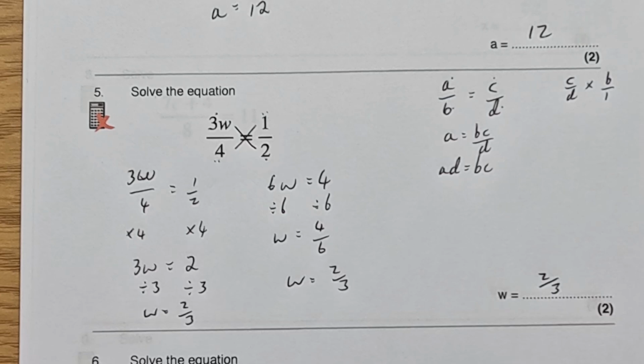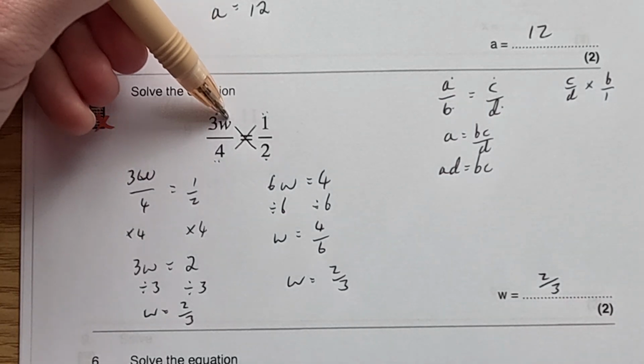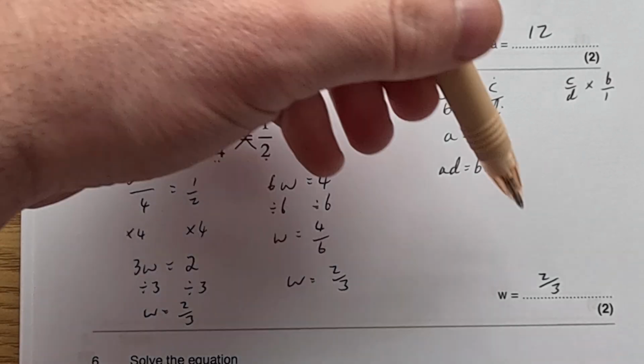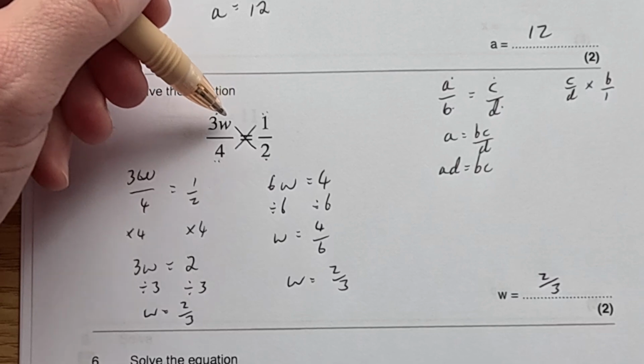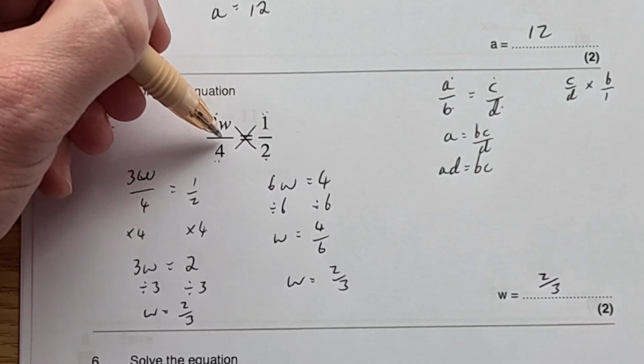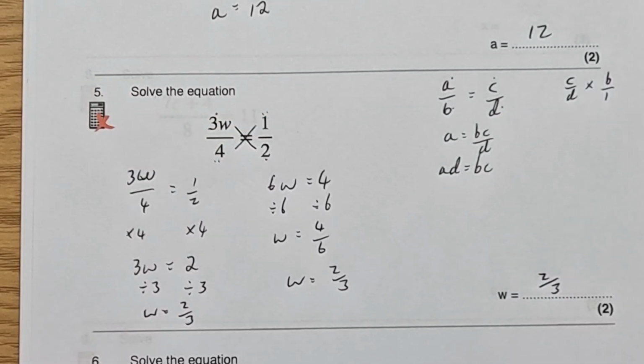So to solve that question, w equals 2/3. And let's just check our answer. If you've got 2/3 and you times it by 3, well, 2/3 times 3 will be equal to 2, because 2/3 of 3 is equal to 2. Divided by 4, well, 2 over 4 is a half, and that equals a half. So that's it. Okay, let's look at our next question, question number 6.